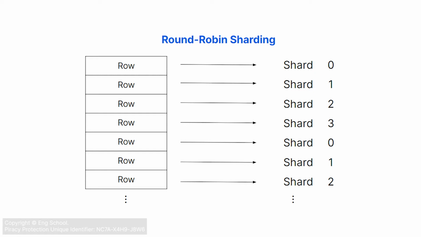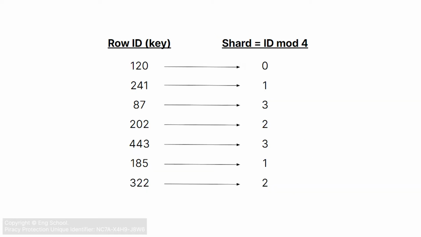We just repeat this process over and over, and we'll have a roughly equal number of rows in each shard. Plus, since the logic is so simple, it's easy to look up which shard a particular row is in. Just take its row number, which is the order in which it was added, and modulo it by the number of shards. There's another very simple sharding strategy called key-based sharding.